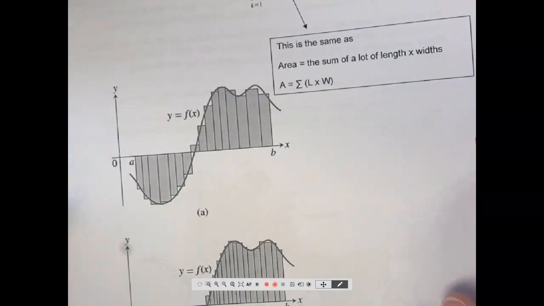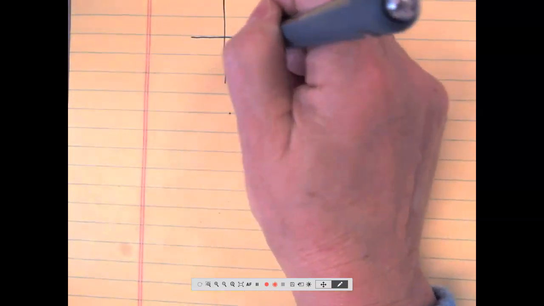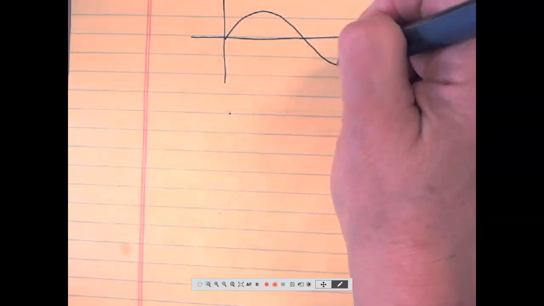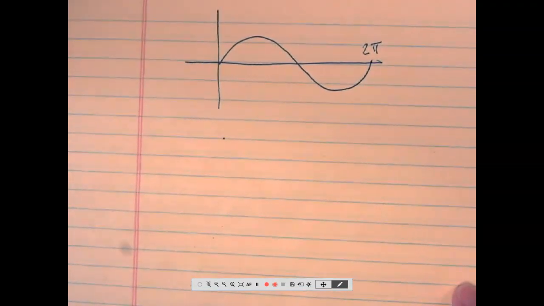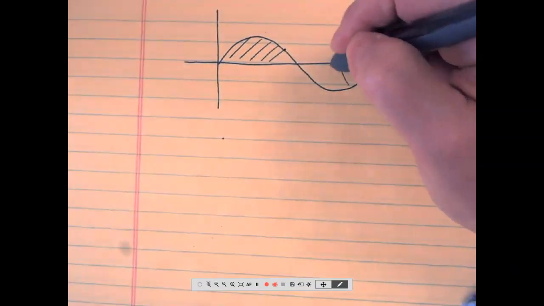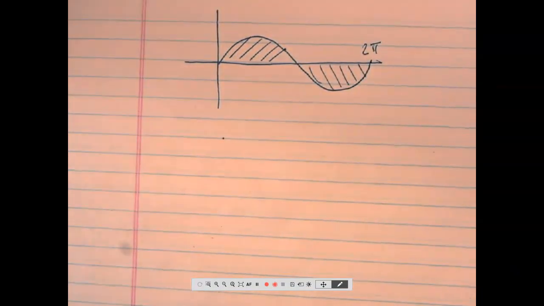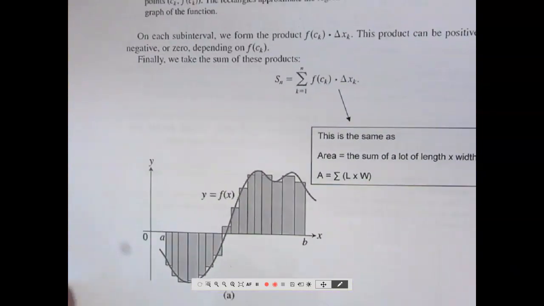Can you think of a graph that would give us 0? Cosine or sine. That was fast. Think about if I had a sine graph and I went from 0 to 2 pi and I wanted that area. This area is positive. This area is negative, but they offset each other. So the net area would be 0. Okay? So your area can be positive, negative, or 0.